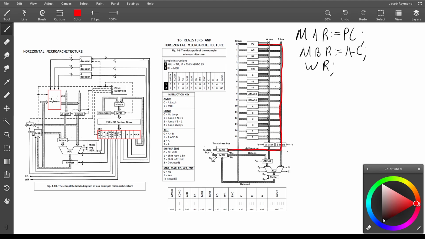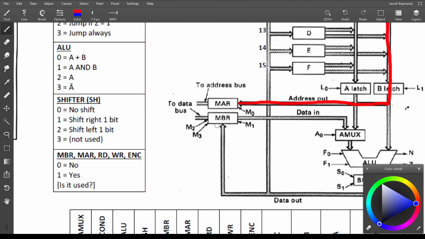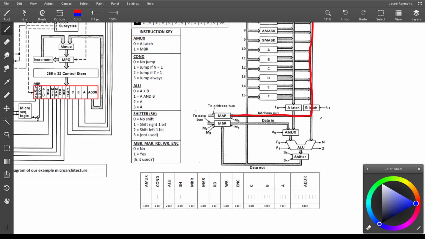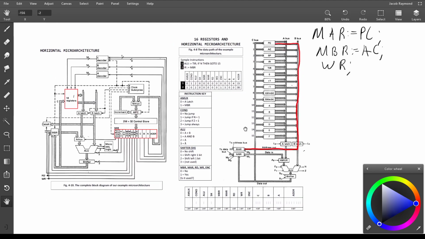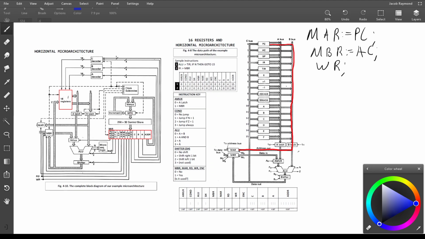Then you've got the MBR equals AC. Well, the only way to write to the MBR, if you can see it, is this little arrow here pointing into the MBR. That tells you that that's what the input is. And so we can take that to start going backwards. We can't go up here because this is how we're writing to these registers, and we don't want to write to one of these. We want to read from AC. So we're not going to go up this way.